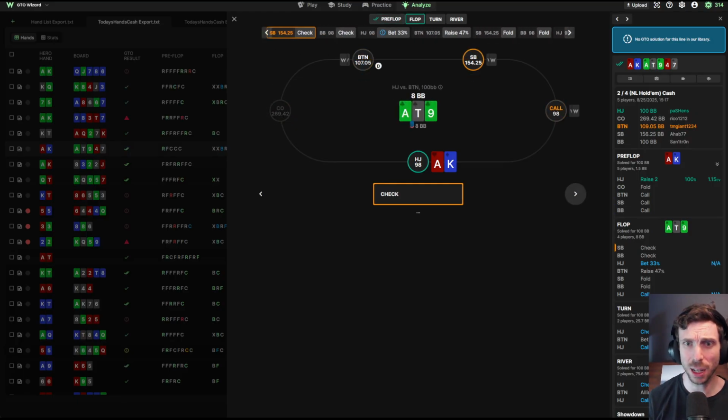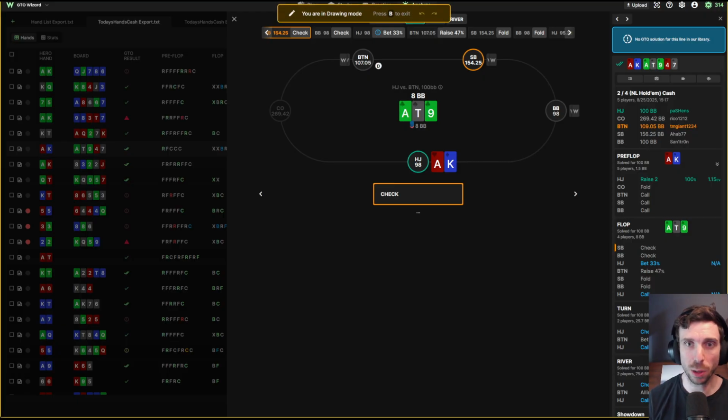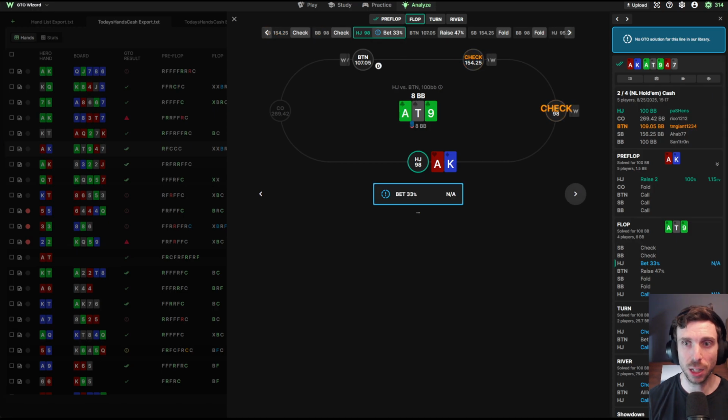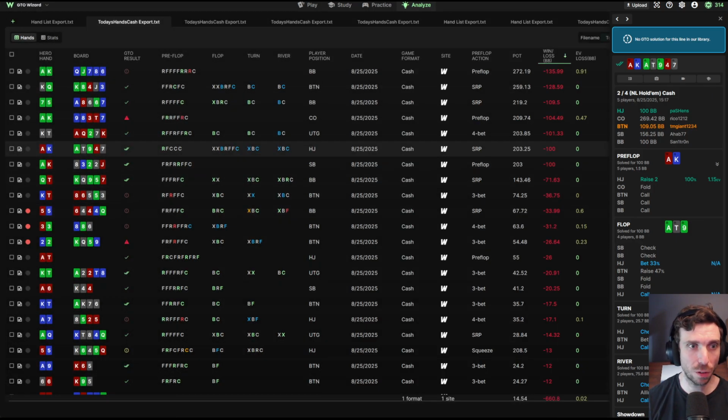So I raise ace king offsuit. This is four-handed. This is a little bit harder to solve. If I was to try and figure this out, I would have to take one of these players out and then do the multi-way solve. This could get a little bit tricky, so I'm going to skip this for now.